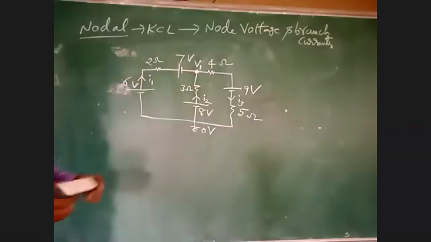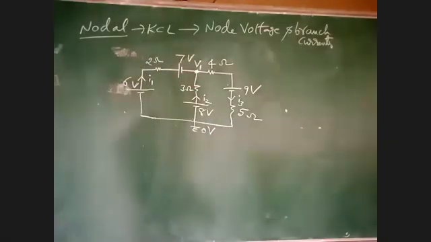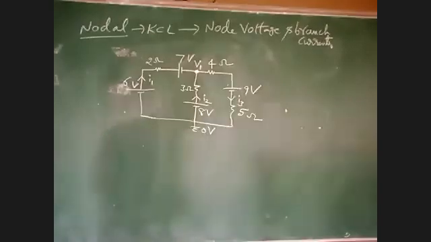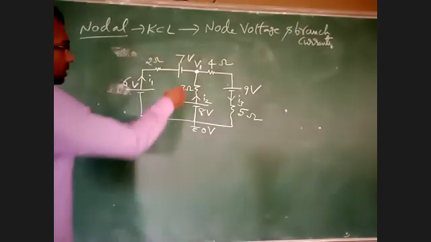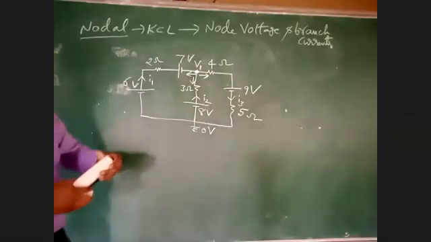For that, what is the assumption? Assume all currents are leaving from the node point. Here three branches are connected to this node.